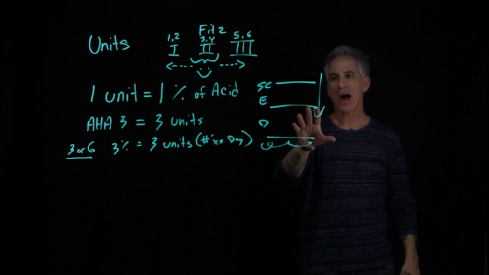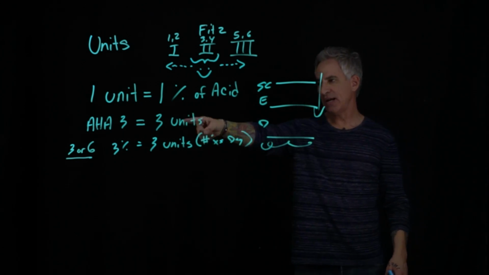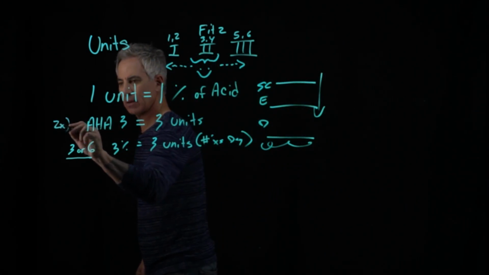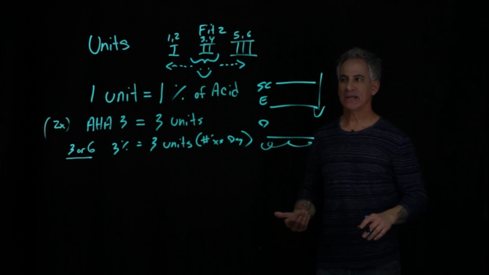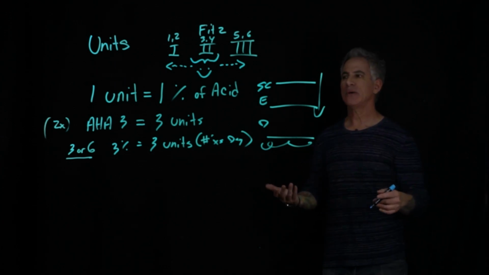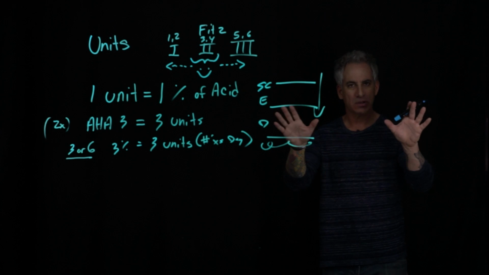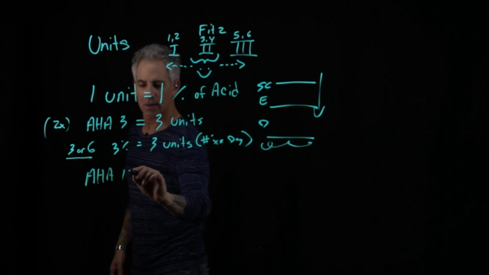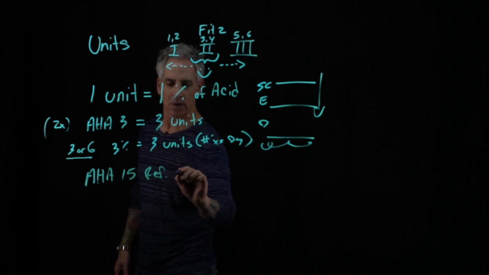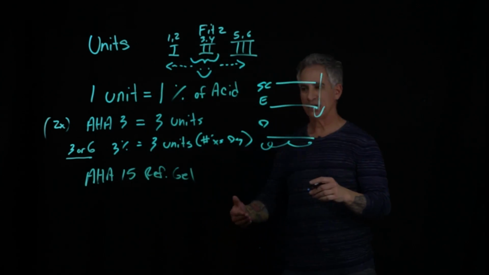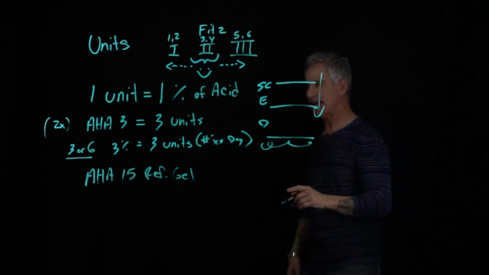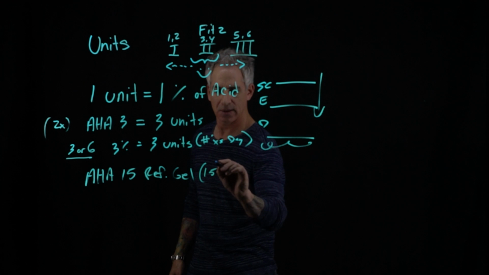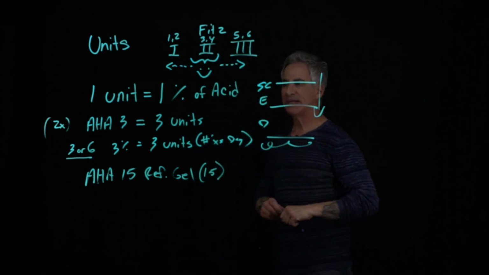So if I apply, say for example, AHA3 twice a day, so we'll do 2 times here, okay? And then because they don't want to do a chemical peel, I'm going to go ahead and say, just to give an example, AHA 15 refining gel, which is what? 15 units of glycolic acid, right? So there's 15 units. We'll write it right here. 15 there, okay? And how many times?